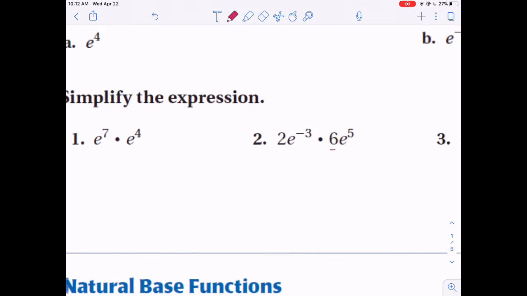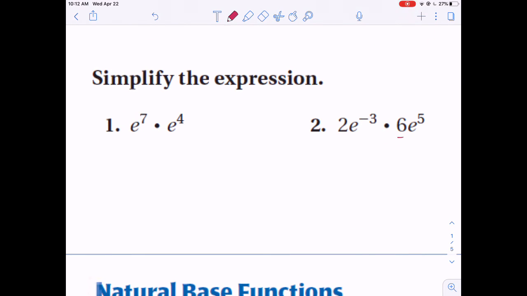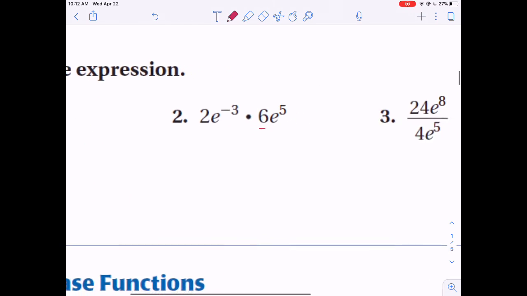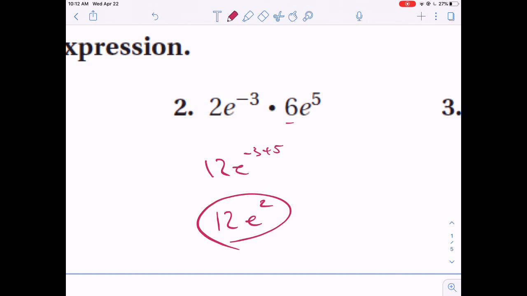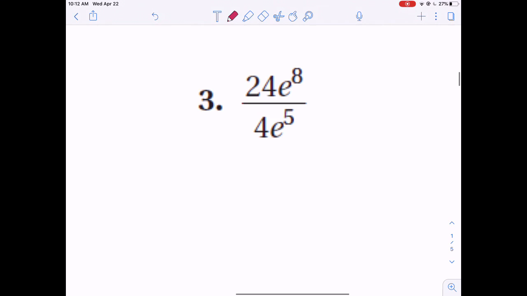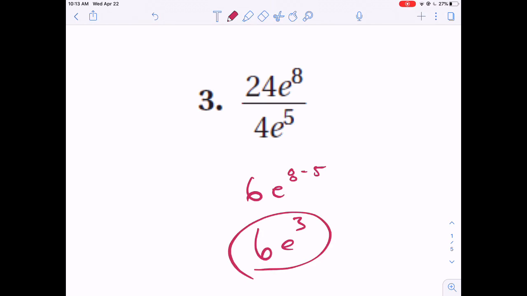All right, down below, there's a few other ones. Pretty similar to what we just had. e^7, e^4, we add, so e^(7+4), e^11. Next one, still multiplying. The 2 times 6, that's going to be a 12. And I have e^-3 plus the 5. So I have 12e^2, I guess. Yeah. And the last one, 24 divided by 4 is 6. You have e^8 in the numerator, e^5 in the denominator, bring the 5 up, subtract it, 6e^3. Done.